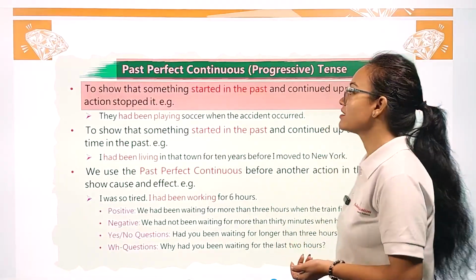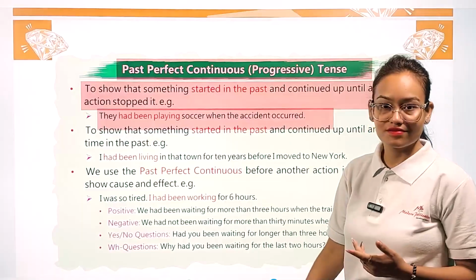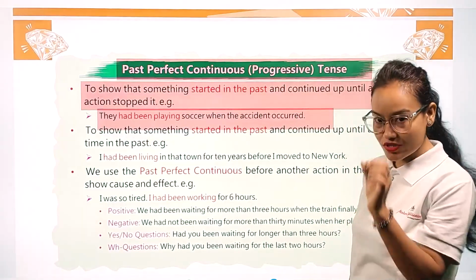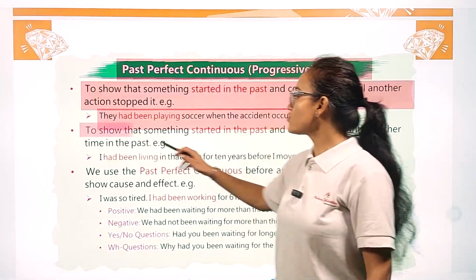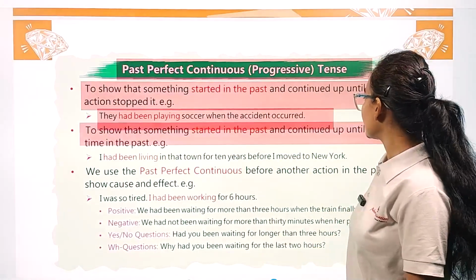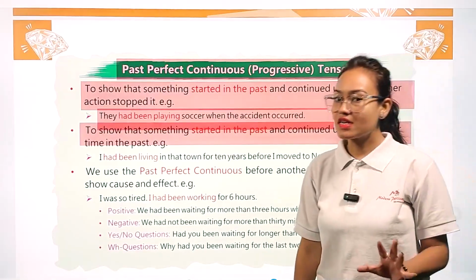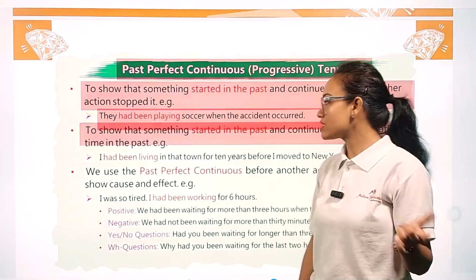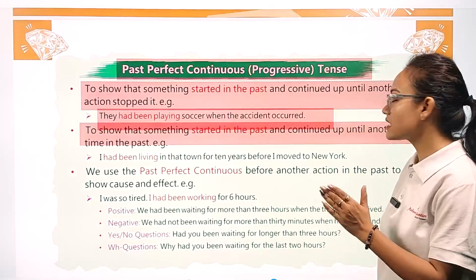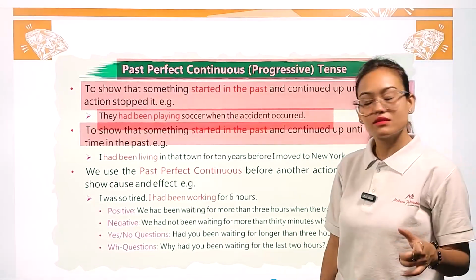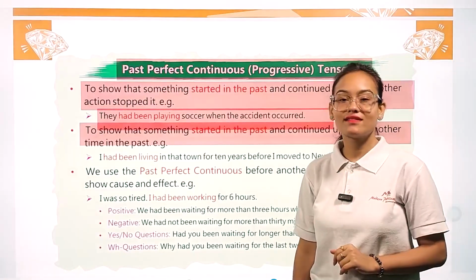Okay, example you can see here. They had been playing soccer when the accident occurred. Okay, now to show that something started in the past and continued up until another time in the past. Some action started in the past and it continued until another time. Now what is the meaning of until another time here?